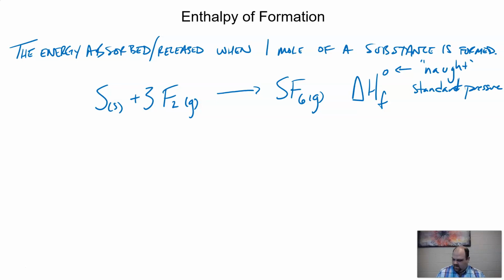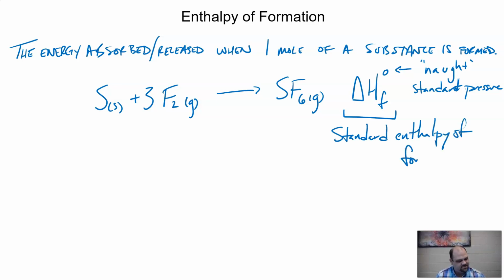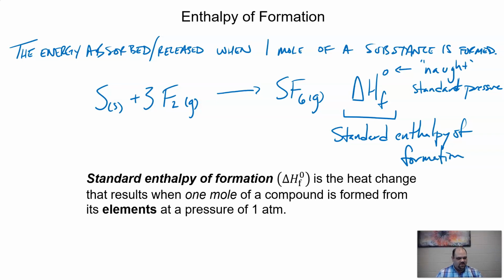Okay. And so this is what we call the standard enthalpy of formation. Okay. Again, that's the change in heat, the change in energy that results when a single mole of a compound is formed from its elements at a pressure of 1 atmosphere. And so, in order to make this SF6, we have to start with our elements, and they have to be in their standard state.